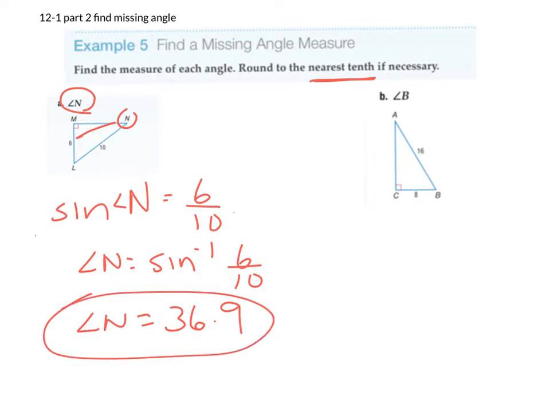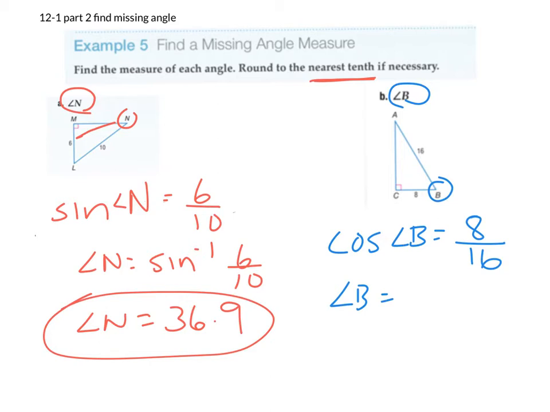In the next example, we were trying to find the angle B. Angle B has an adjacent side given and a hypotenuse. So we're going to find the cosine of angle B, which is the adjacent over the hypotenuse. And now we're going to find the measure by taking what's called the inverse of that.